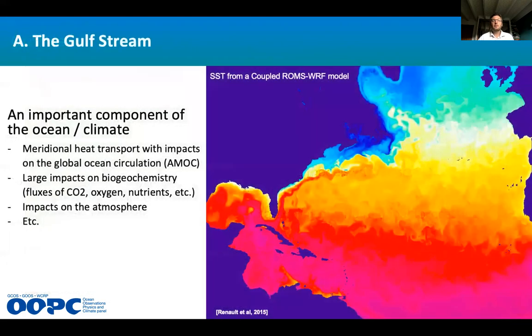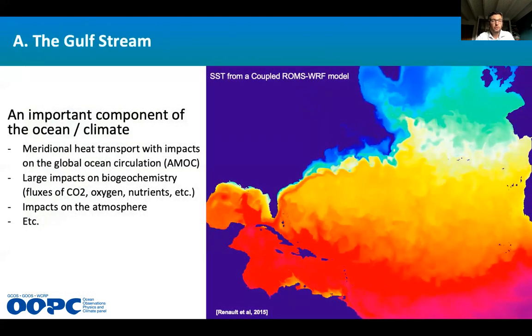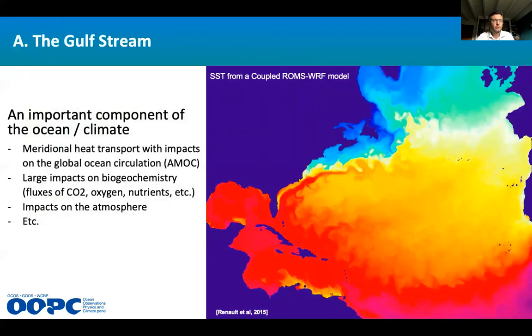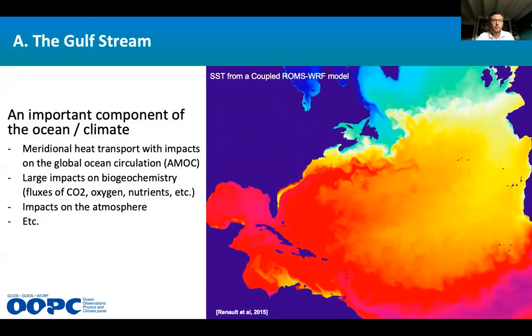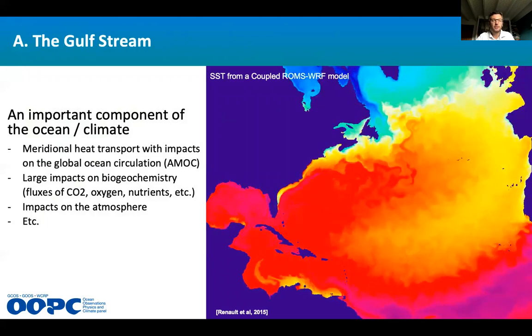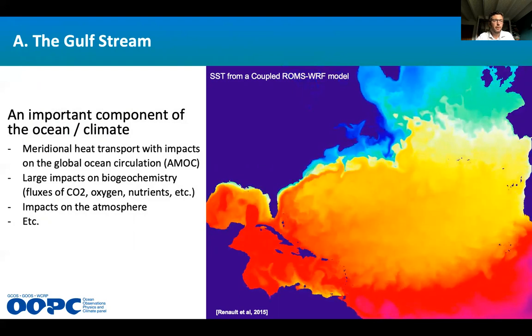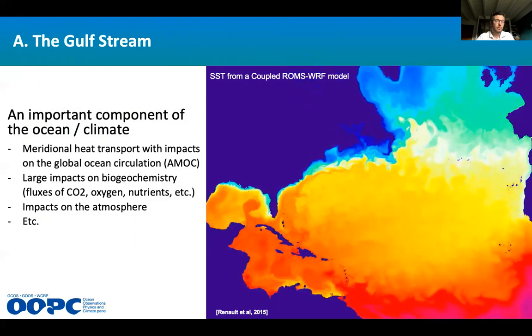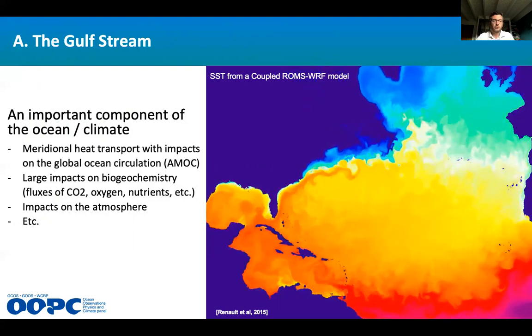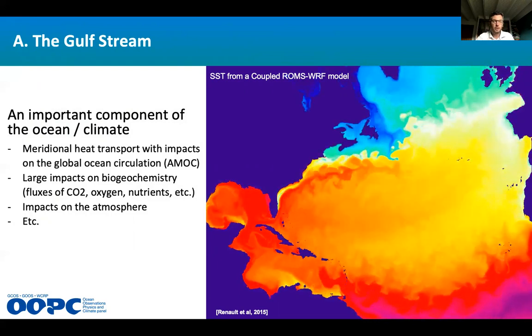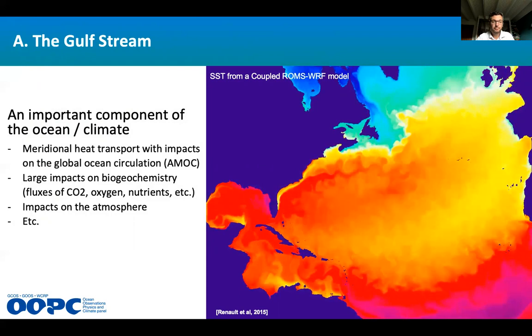So the Gulf Stream is a western boundary current that transports heat, salt, and nutrient-rich waters poleward. You can see an animation of sea surface temperature from a North Atlantic coupled model here. The Gulf Stream plays a major role in climate, North Atlantic biogeochemistry, for the uptake of atmospheric CO2, supply of nutrients, and oxygen budgets. It also impacts the atmosphere.